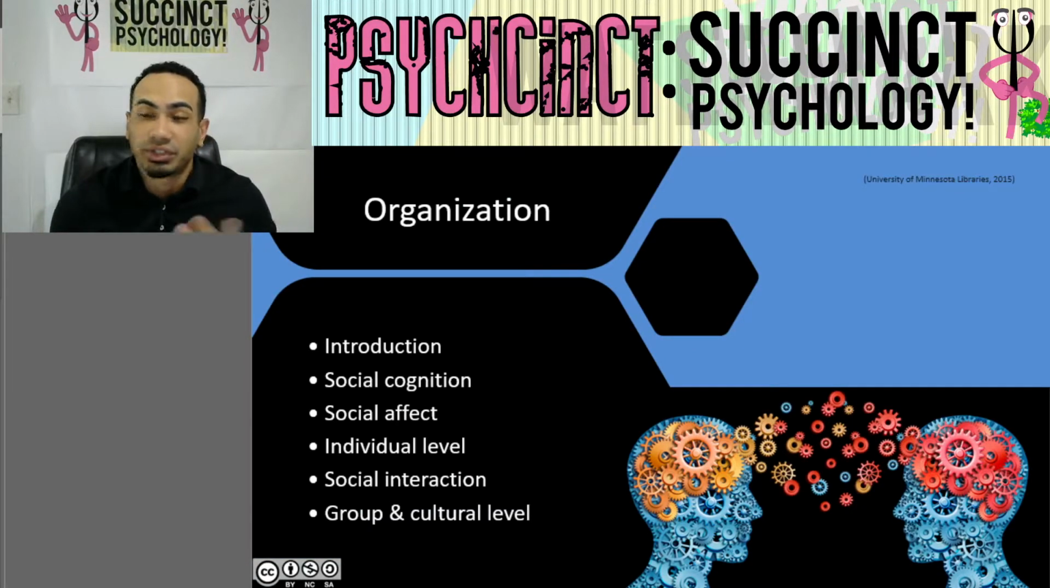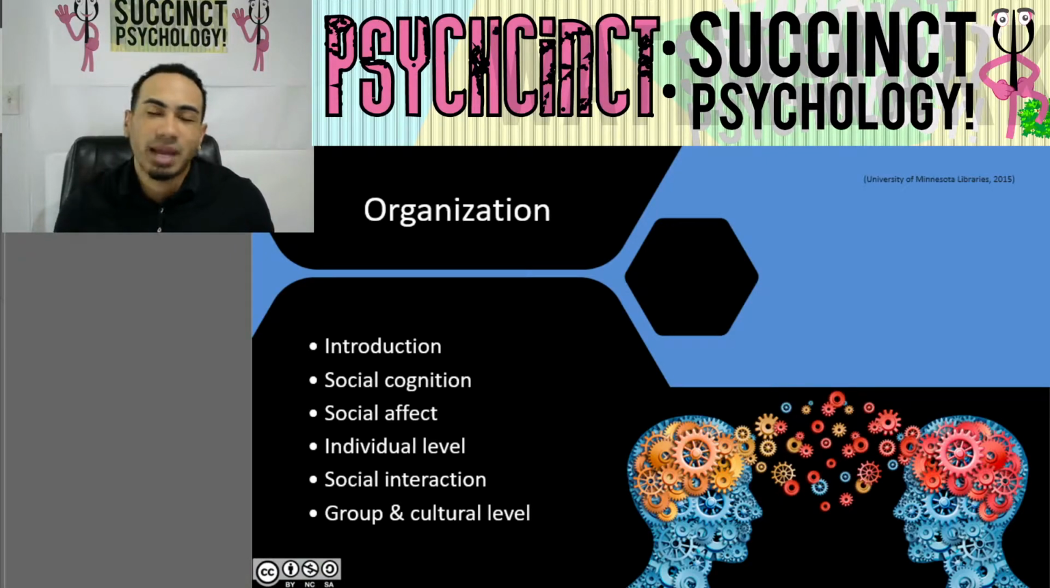Alright, so I'm just going to discuss the organization and the structure of how these videos are going to correspond with the chapters of the course. So we're going to start out with Chapter 1, which is going to be introducing social psychology. So we'll be doing some introductory concepts, as well as a bit of the research methods that are involved in social psychology. Then we're going to transition into Chapter 2, which is going to be social learning and social cognition. Then we'll transition to Chapter 3, which is going to focus on social affect.